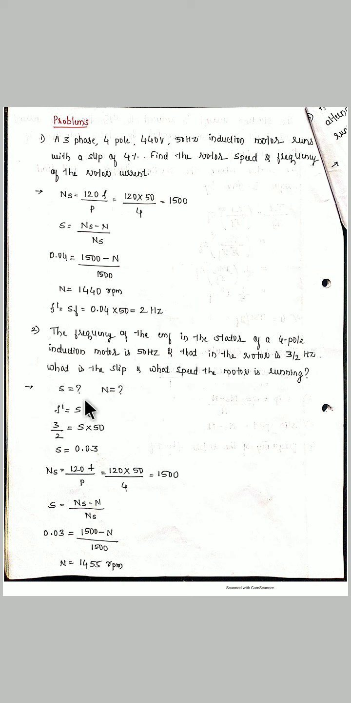First, using f dash is equal to sf, f dash is given as 3 by 2, s is unknown, and f is given as 50. So we calculate s as 0.03. Next, using the synchronous speed formula ns is equal to 120 f by p, with frequency 50 and poles 4, we get 1500. Substituting in this equation, I got the n value as 1455 rpm.